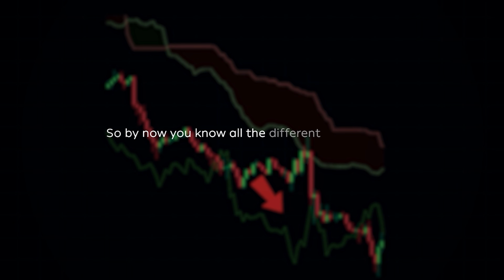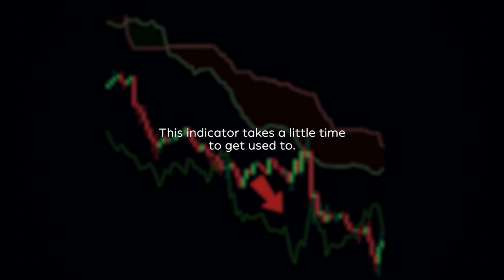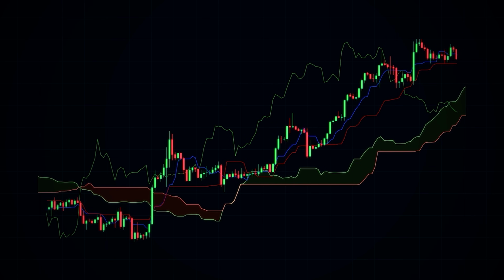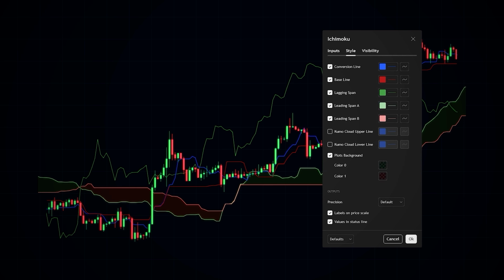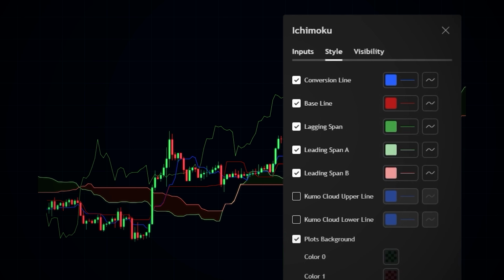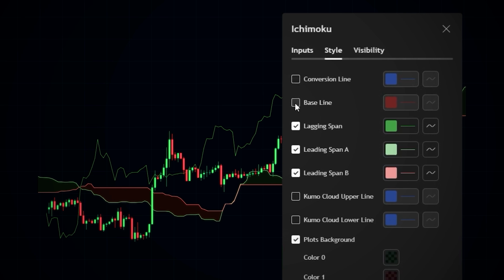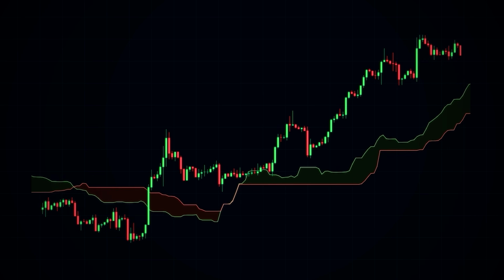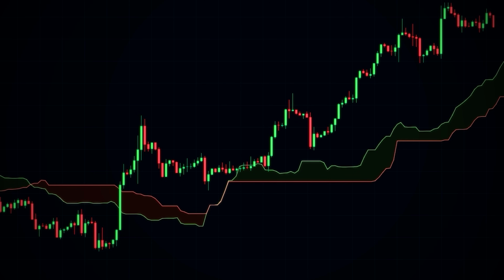So by now you know all the different components and understand what they're used for. However, you're probably still going to make some mistakes. This indicator takes a little time to get used to. It can add a lot of noise to your chart, so I typically don't like to have additional analysis on top of it. I like to view just the Ichimoku Cloud with price when I use it. But to make it easier, we're going to disable a lot of this indicator. We're going to cut it down to just the leading span A and B, which forms the Ichimoku Cloud.